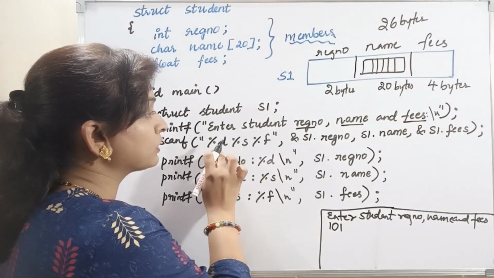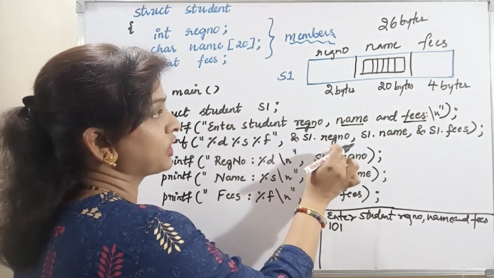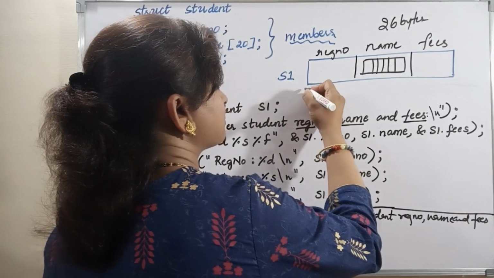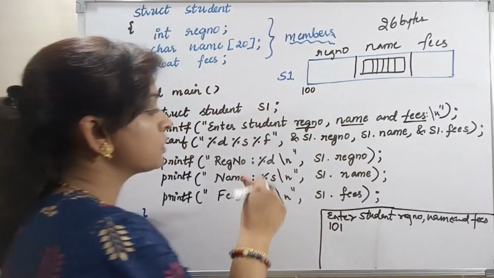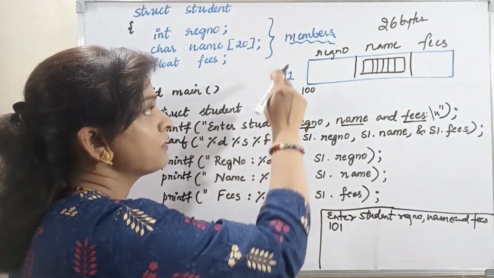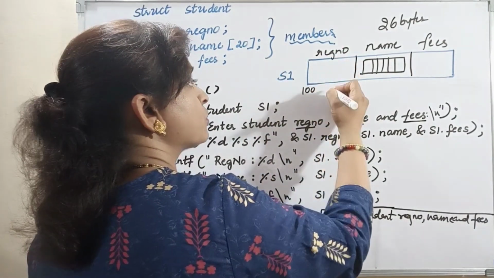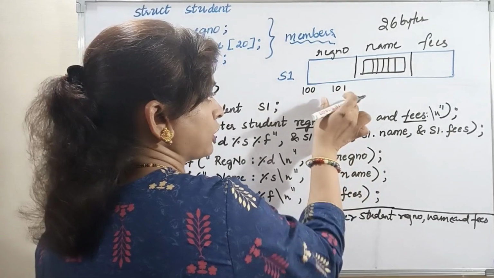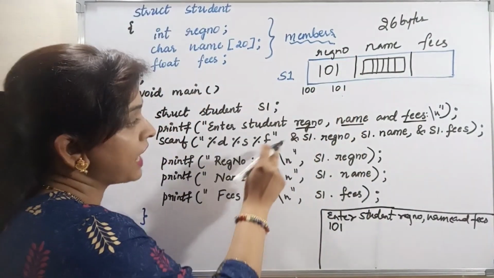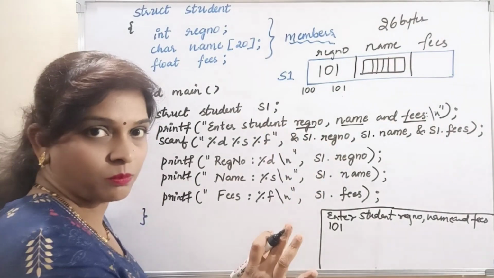So I have to store this in the address of s1.register number. Say for example, the memory bytes are like this, started from 100. So it is going to store this value in the address of s1.register number, 100 and 101, 2 bytes. So here this value will be stored in the address of s1.register number.